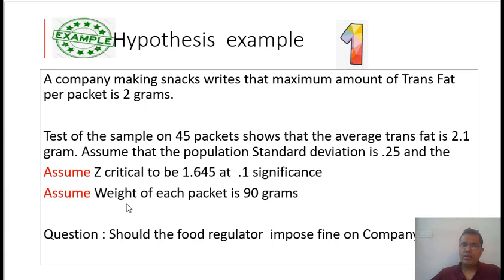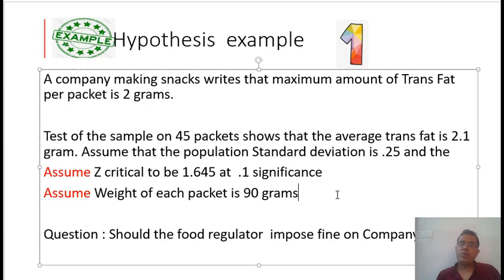So over here, this 2 gram is your population mean because it is written on each and every packet and there are millions and millions of packets probably of that company. Test of sample on 45, so sample size is your 45. Average trans fat is 2.1. This 2.1 is on your sample. Assume that population standard deviation is 0.25. So this is my standard deviation. 1.645 is my given value, and then I'll do the calculation and find my calculated value. So this is again my right tail test. If my calculated value is more than the given value, I will reject the null.